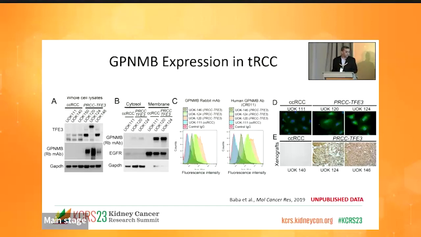We then examined its expression in cell lines derived from clear cell or papillary renal tumors with overexpression of PRCC-TFE3 transgenes. Its expression was significantly increased in whole cell and membrane fractions of the PRCC-TFE3 cells. Membrane expression was also elevated by flow cytometry in panel C using a Cell Signaling antibody, and comparable results were obtained using CR011, which is a humanized monoclonal antibody against the extracellular domain developed by Creative Biolabs. Finally, we saw an increase in expression in PRCC-TFE3 cells and xenografts by immunofluorescence and IHC compared to clear cell controls.